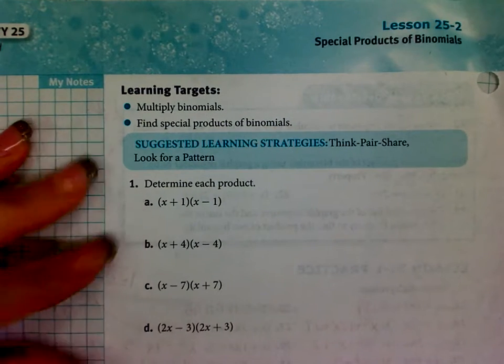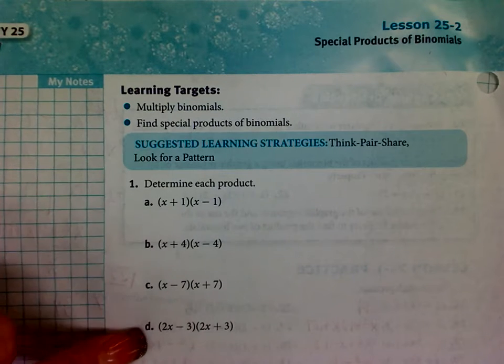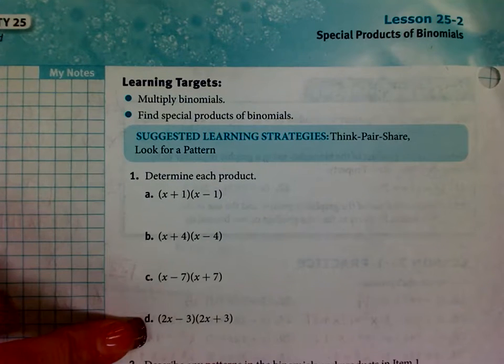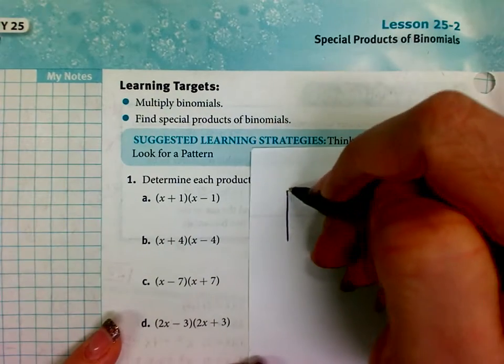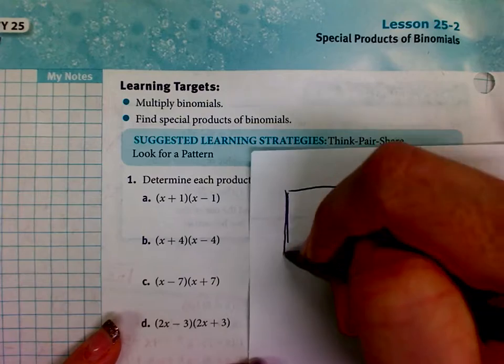We're going to start with number 1, and I'm going to ask you to find the product of each set of binomials. You may absolutely use the graphic organizer if it helps you. I'll model the first one for you in case you forgot.